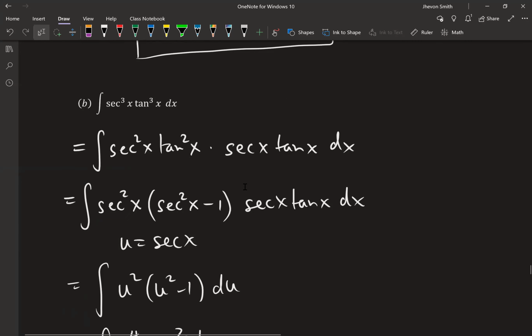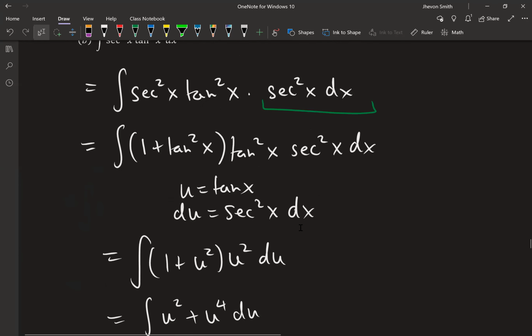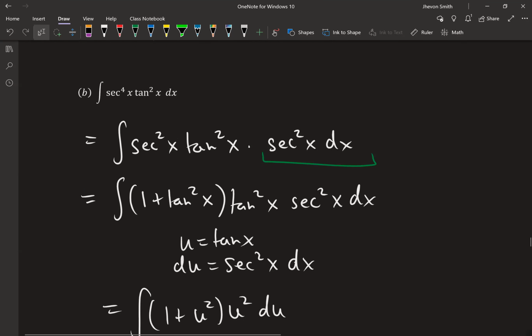The integral of secant cubed times tangent cubed. Okay, like before that, when there are even powers. Even, like secant to the fourth, tangent squared? Yes.